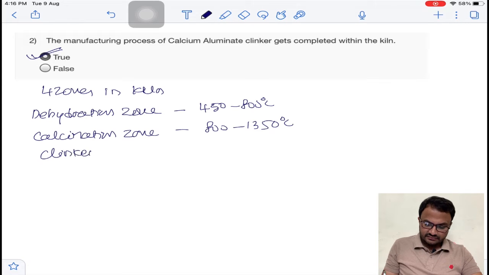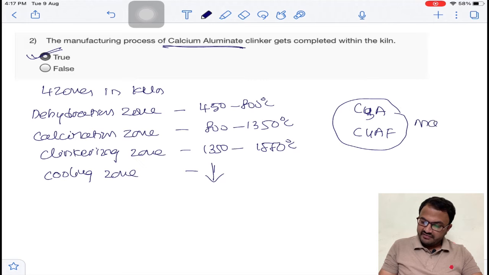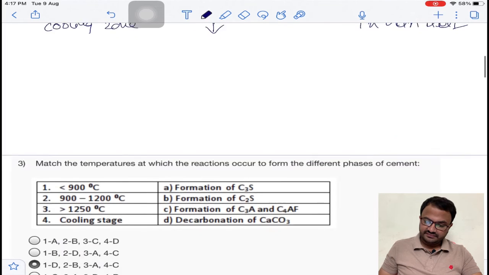And the clinkering zone is 1350 to 1550 degrees centigrade. And finally the cooling zone, where the temperature decreases again. The compounds related to calcium aluminate are C3A and C4AF. All these compounds are manufactured and completed in the kiln itself. So the given statement is right.